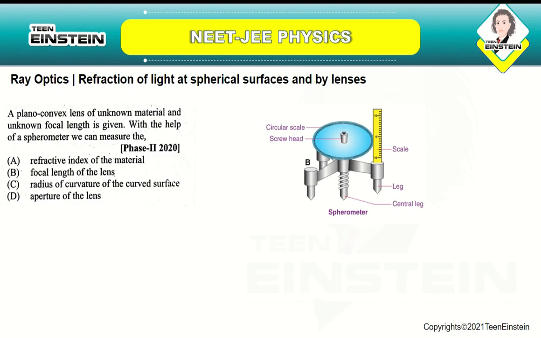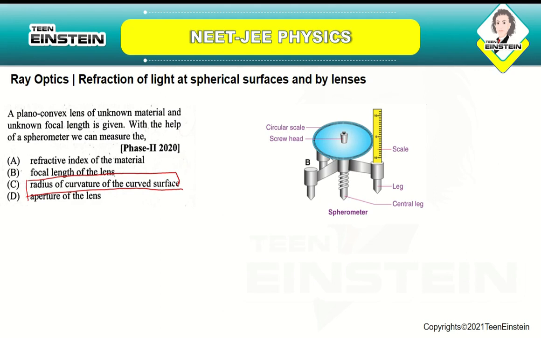So you will be placing the 3 legs on the glass surface on which you want to measure. These 3 legs will be placed on the surface, and with the help of this micrometer screw, you will be able to measure a small thickness of flat materials such as glass, and it is also used for measuring the radius of curvature of spherical surfaces. So if you see the options here, option number C is the correct one. It is used to find out the radius of curvature of the curved surface. So a spherometer is generally used to find out the radius of curvature of the spherical surface.